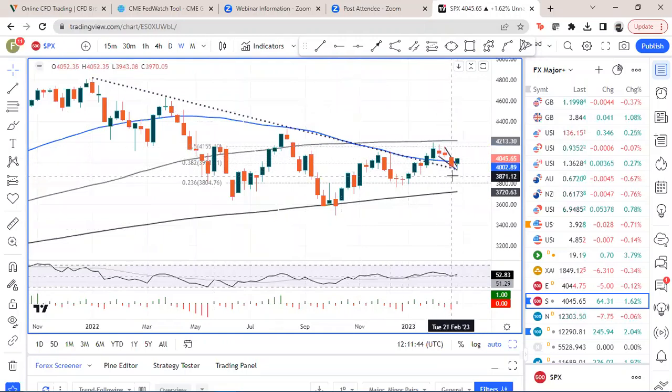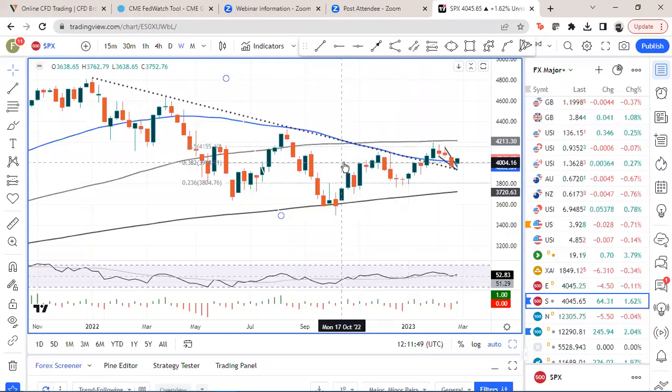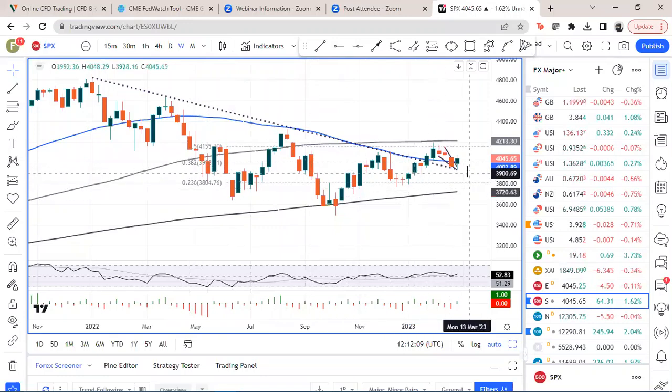resistance, now support potentially. We've also got that long-term fib level from last year's decline, the 38.2 fib level, at 39.58 or so. So we've bounced off that level, really. You can see there on the weekly candle.